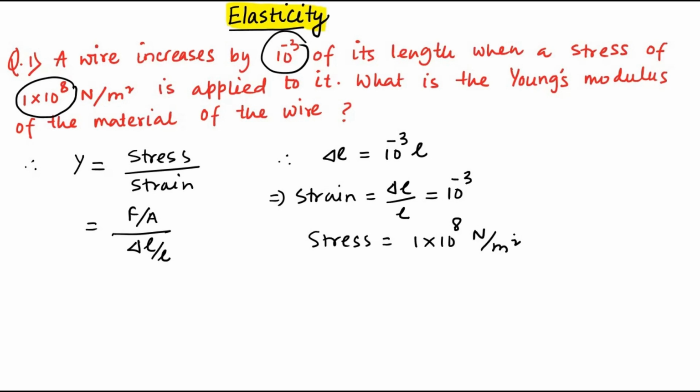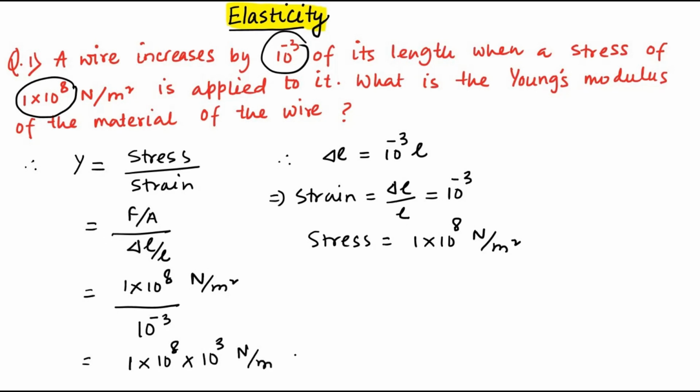If you substitute all the values of stress and strain here, then you'll get 1 into 10 to the power 8 Newton per meter square divided by 10 to the power minus 3. Then it would be 1 into 10 to the power 8 into 10 to the power 3 Newton per meter square, which is equal to 10 to the power 11 Newton per meter square. So the answer is: the Young modulus of the material of the wire is 10 to the power 11 Newton per meter square.